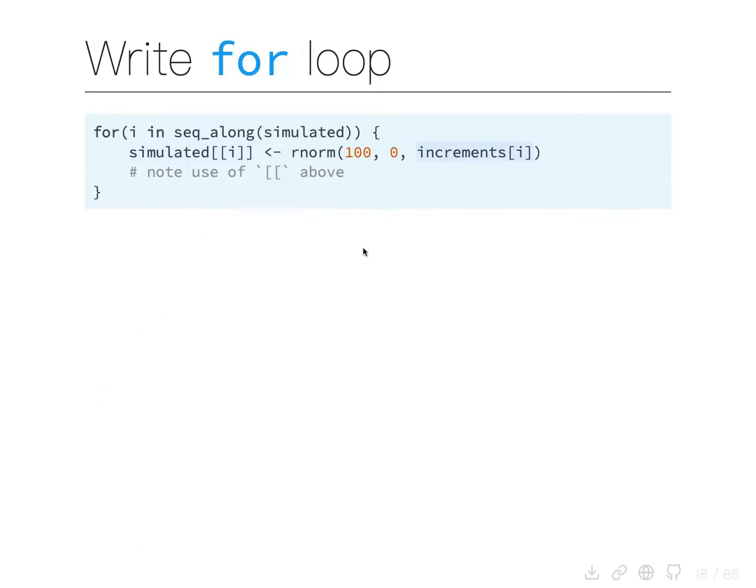Okay, I want you to notice here though, we talked about this last class, and it's very important, when I'm indexing increments with i, right, I'm just using single brackets. When I'm doing simulated, I'm using double brackets. Why? Do we remember?